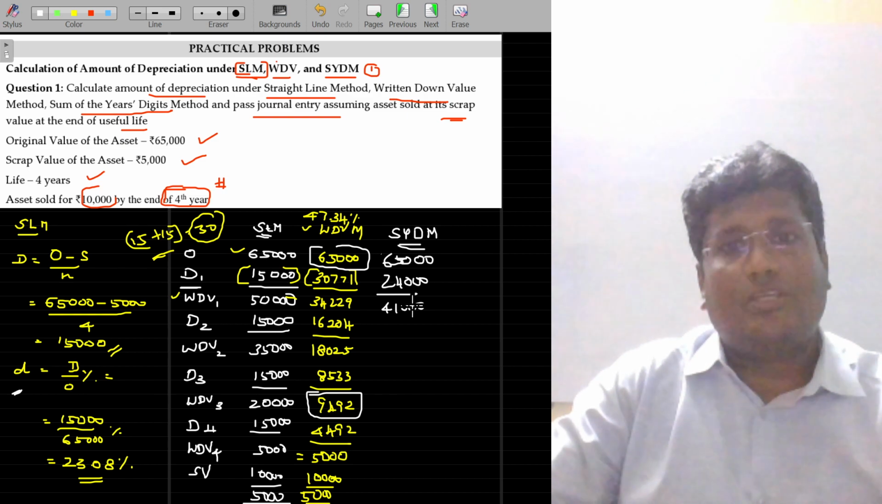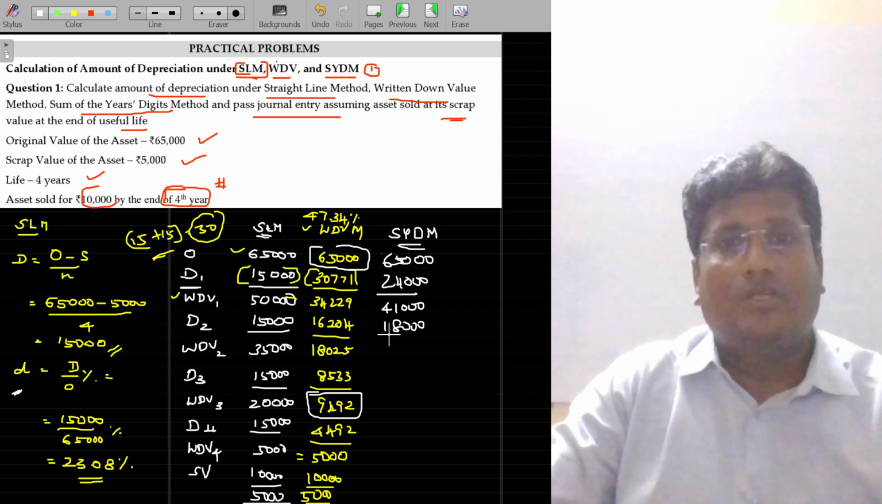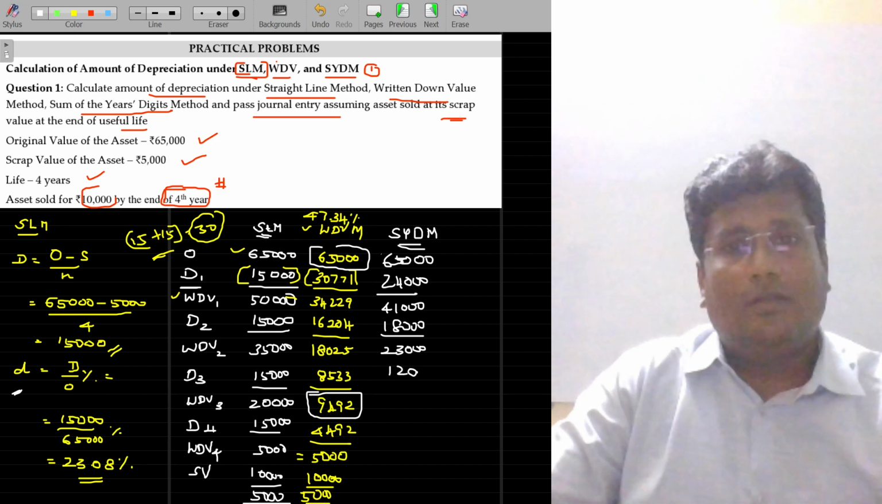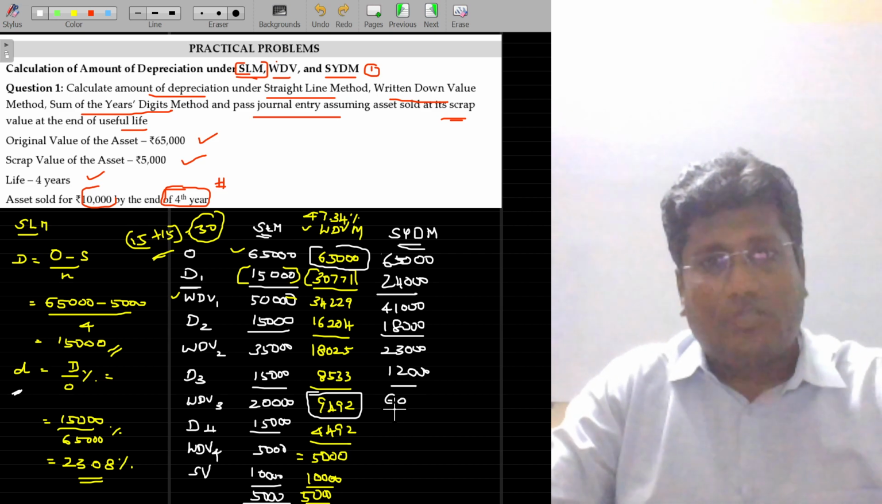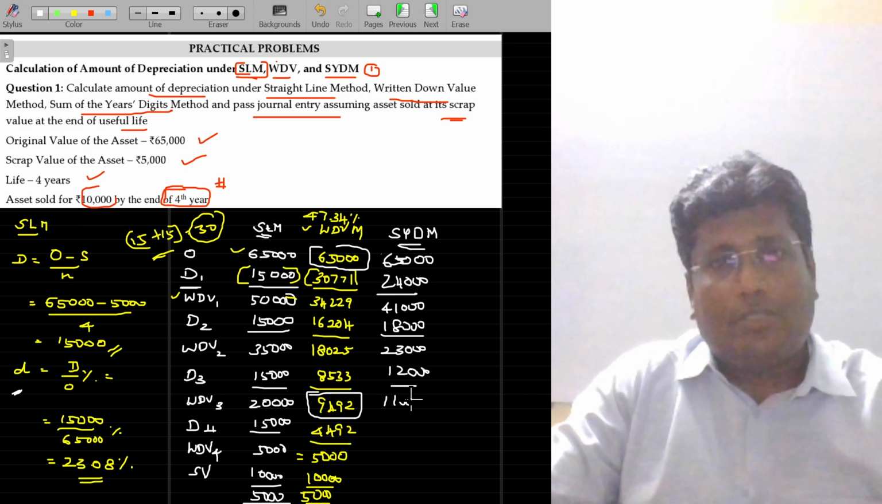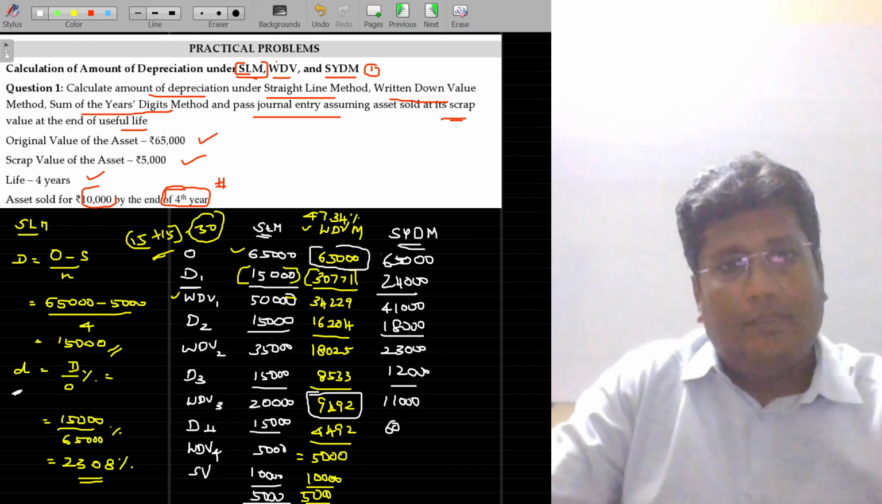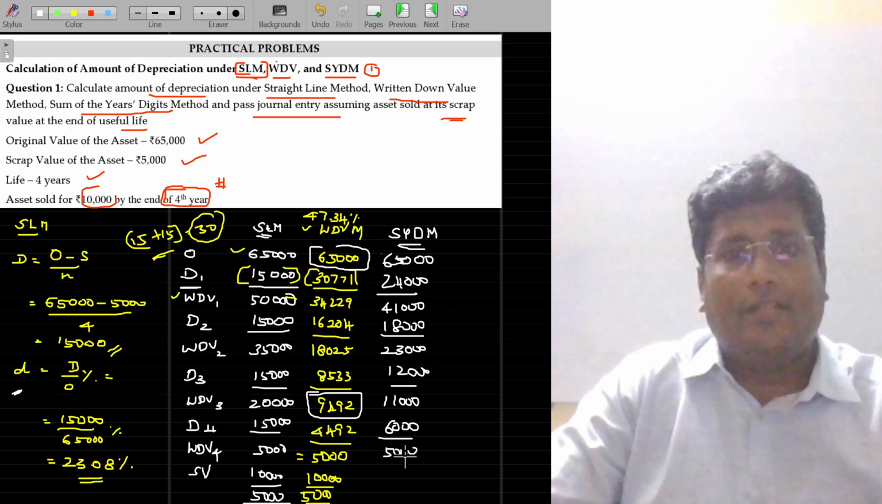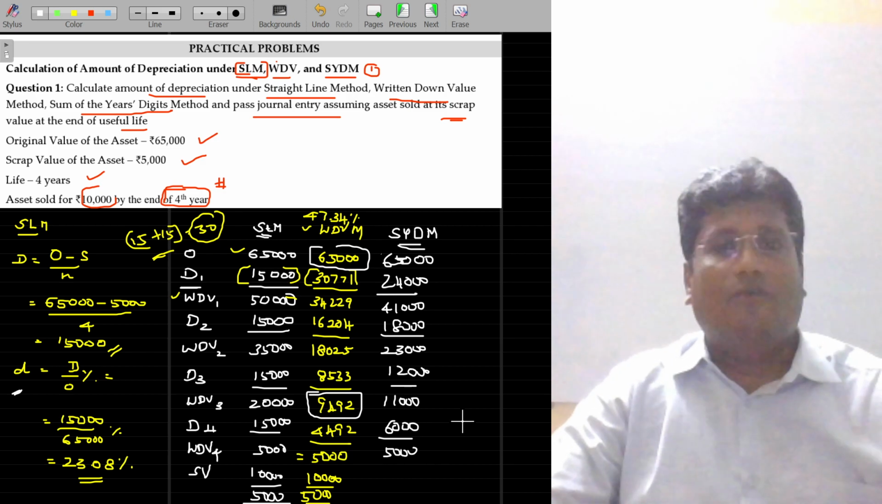41,000. Second year depreciation is 18,000. For each and every year, 6,000 is reduced. So then the value is 23,000. The next year the depreciation is 12,000, so it is 11,000. The fourth year depreciation is 6,000. If I subtract, the WDV value by the end of the fourth year is 5,000. If sold for 10,000 rupees, you will get the same profit here.